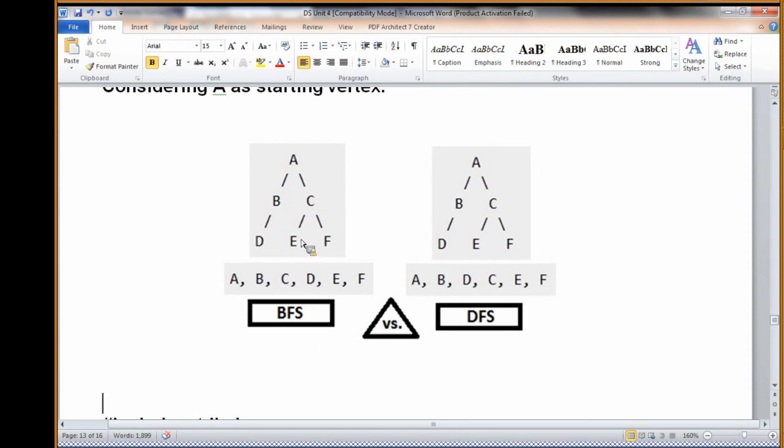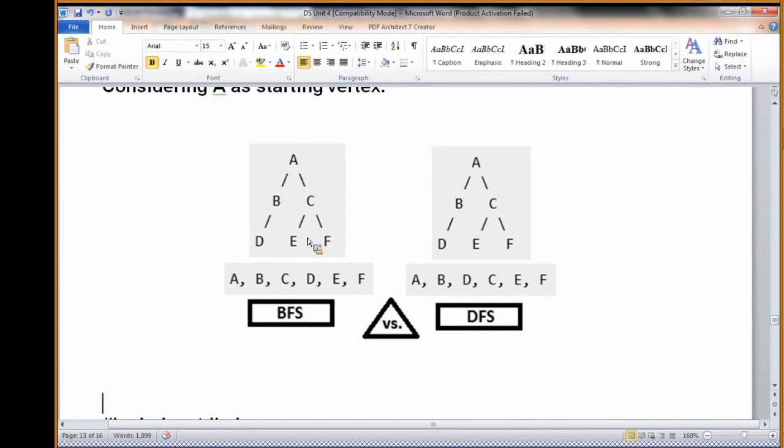BFS will be level-wise. A is the first level, level 0, B and C the second level, D, E, F the third level. So A will be visited, and then B will be visited. Then all the nodes of the level from A to C will be visited. So A, B, C will be visited. And after that you will come to B, and all the nodes adjacent to B will be visited, D. And then it will come to C, all nodes adjacent to C will be visited.